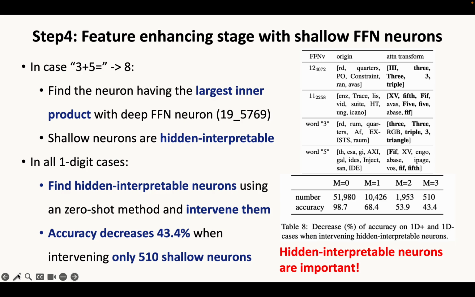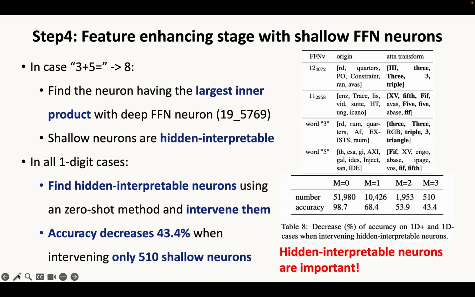Until now, we have explored the arithmetic head and the deep FFN neurons, but the roles of the shallow neurons are not explored. It is much harder to locate the shallow neurons because these neurons don't contain the information about the predictions directly. We analyze the case 3 plus 5 is 8 and calculate the inner product between the transformed shallow FFN neurons and the important deep FFN neurons. We find that the shallow FFN neurons are not directly interpretable when projecting into unembedding space. These neurons' attention transformation are interpretable.